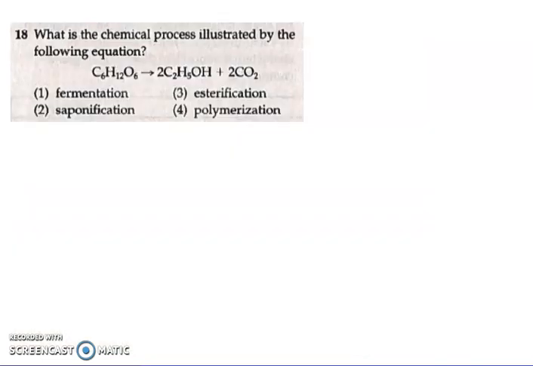18, the process created there, the only thing that's missing is yeast as a catalyst, and when you see that, you're like, oh, wait a minute, I'm producing an OH, and I'm producing CO2. So therefore, that is the process of fermentation.